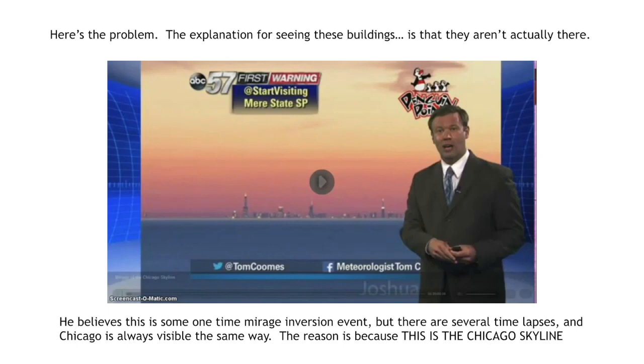So he believes that this is some one-time mirage inversion event. But again, there are several time lapses. Then you can see this. Chicago is always visible essentially the same way. It doesn't go down below the curve and then is brought back rapidly upward. It's stable. It's just slightly moving up and down here and there and expanding and compressing here and there. But it's just like all the other phenomena that we've witnessed with closer objects. So again, the reason we can see it is not because of a mirage. The reason that we can see it is because this is the Chicago skyline.